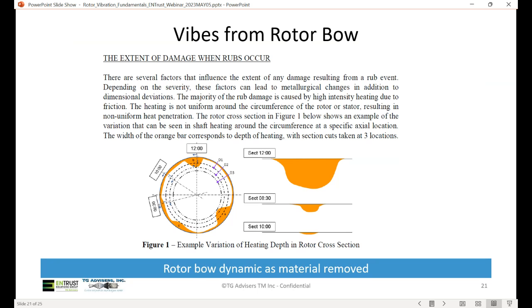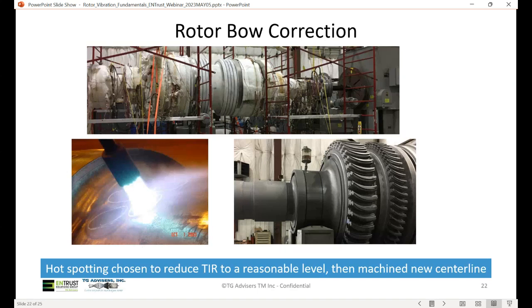So in this case, hot spotting was done to reduce the indicator run out or movement to a reasonable level, and then a new center line was machined by removing material off the outer diameter of the rotor structure. Hot spotting is both science and art, and this can be used to correct out a bowed rotor structure. After all the processing, heat treating is done to the material to ensure the rotor properties meet design intent.